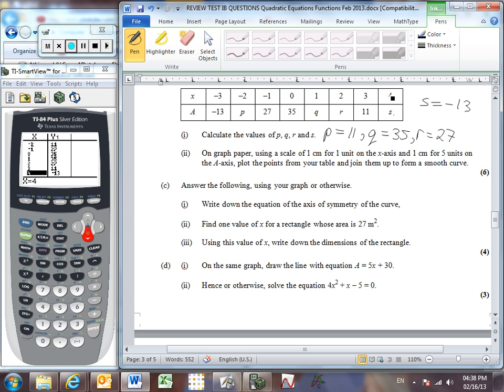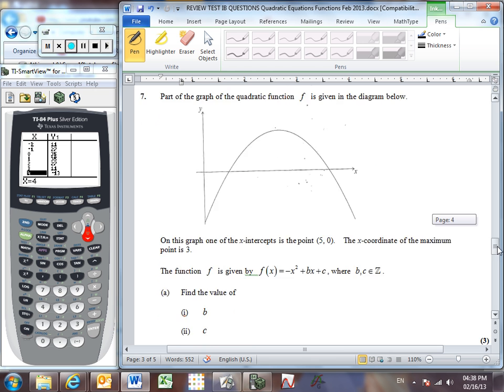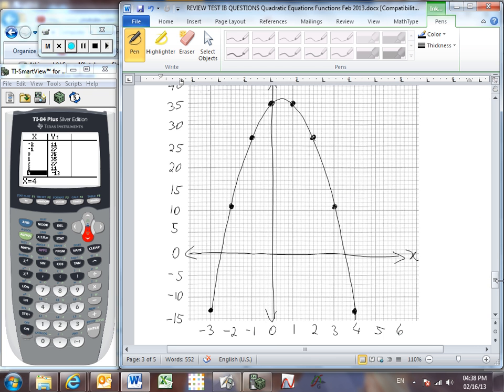Alright, part C. We need to write down the equation of the axis of symmetry. Now it says using your graph or otherwise. I suppose we could look at the graph and figure out the equation of symmetry. It is going to be exactly between 0 and 1, right in the middle. So it looks like it's going to be at 0.5 or 1/2.